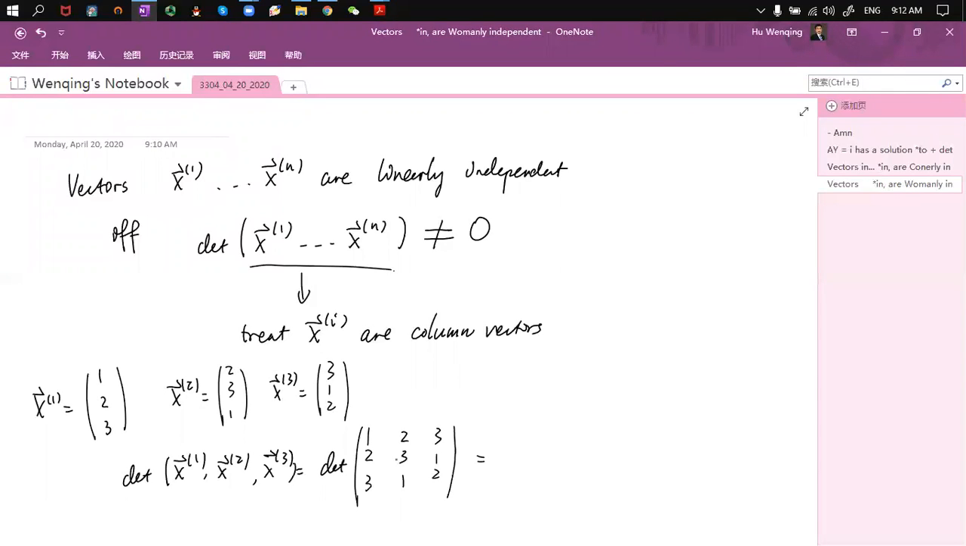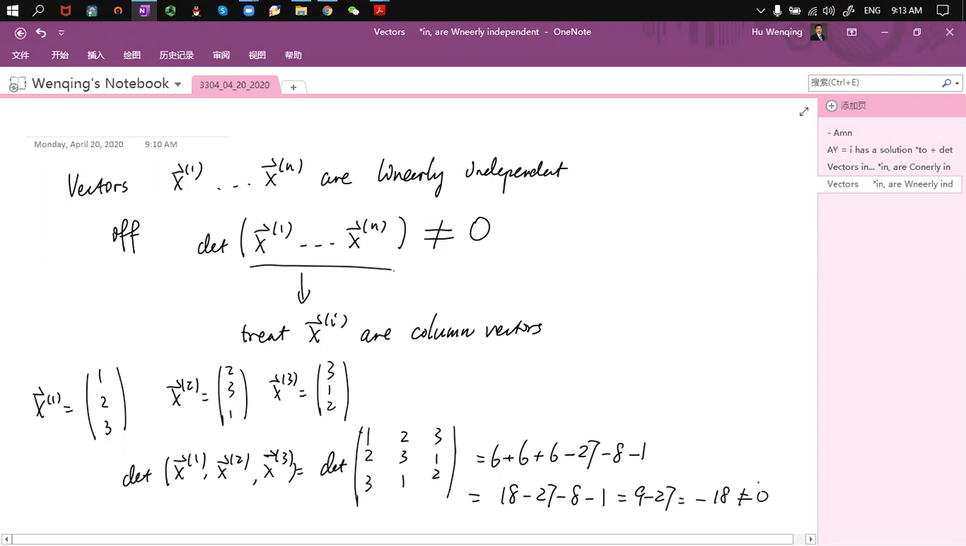So you can calculate the determinant using the rule that I told you many times in my lectures. 1 times 3 times 2 is 6, 2 times 1 times 3 is 6, plus 3 times 1 times 2 is 6, minus 3 times 3 times 3 is 27, and 2 times 2 times 2 is minus 8, minus 1 times 1 times 1 is 1. So that's 18 minus 27 minus 8 minus 1, so it's minus 18, which is non-zero.